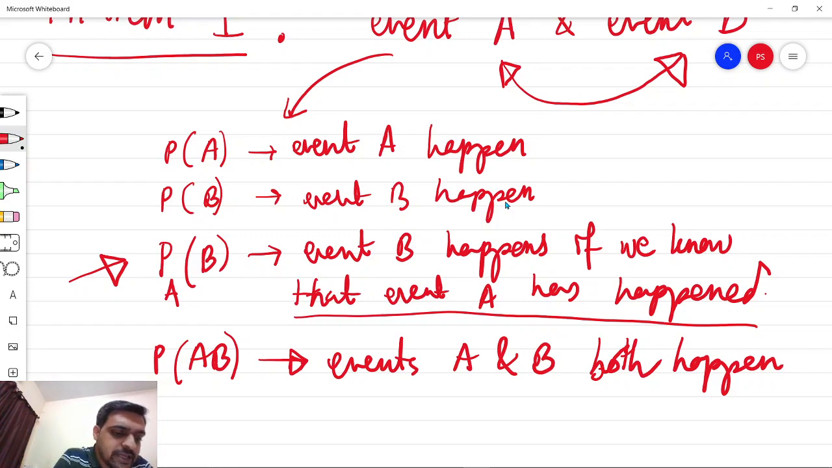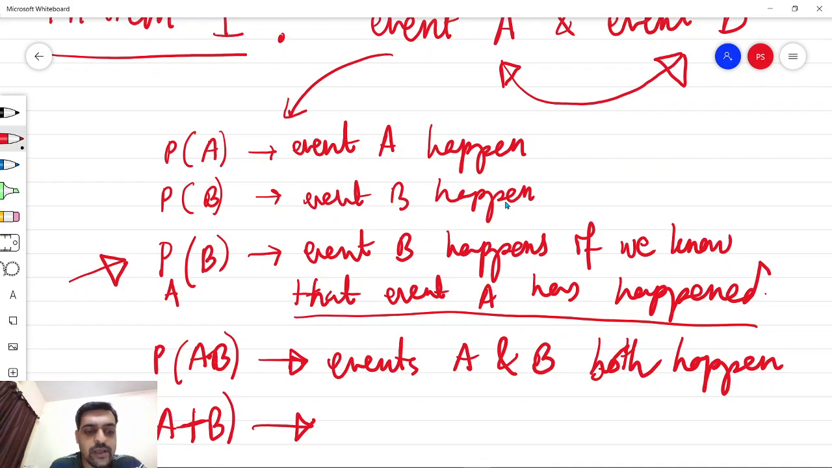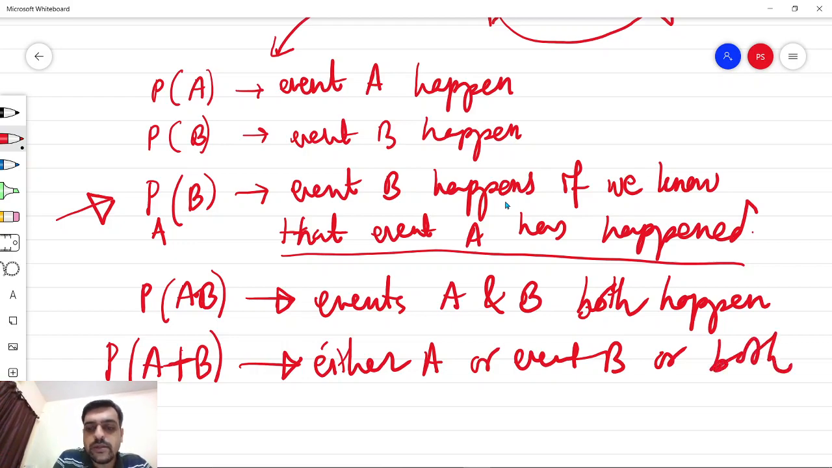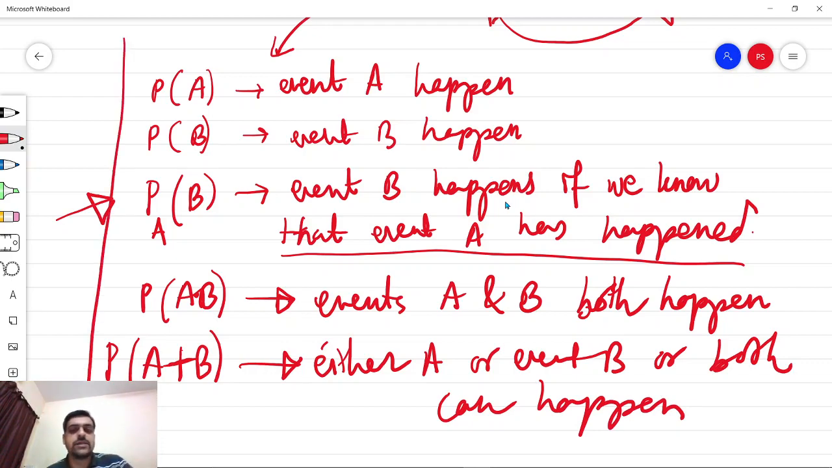And we can also define another probability P of A or B. Actually this is called as P of A and B. So there is a dot symbol here. Of course that dot can also not be written. It is equally okay. So P of A or B. So plus sign indicates logical OR operation. In that sense it is P of A or B. Says that either event A or event B or both can happen. So these are the typical notations which we are going to use while discussing these two theorems.